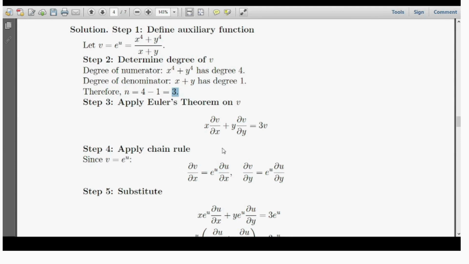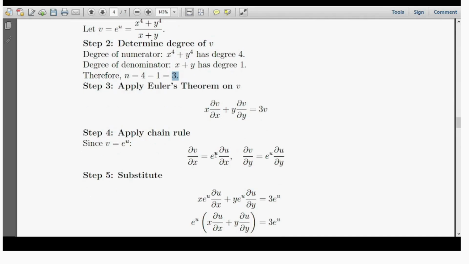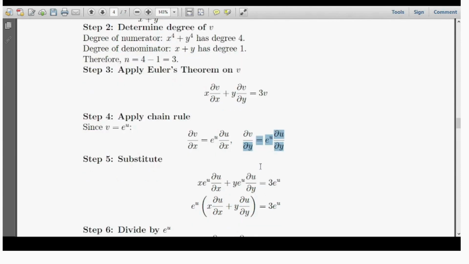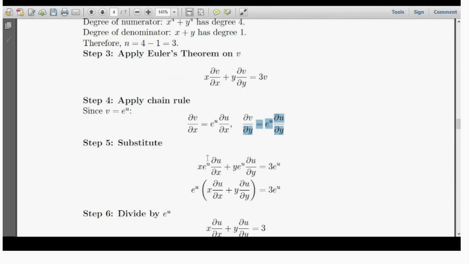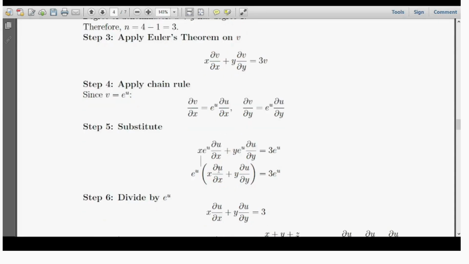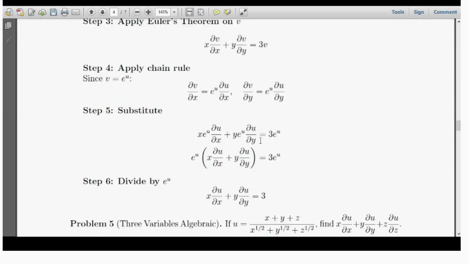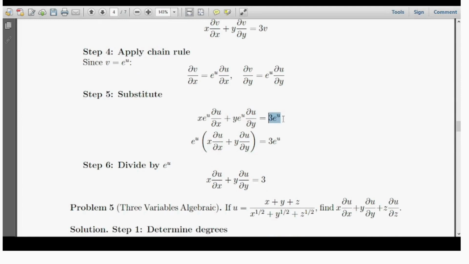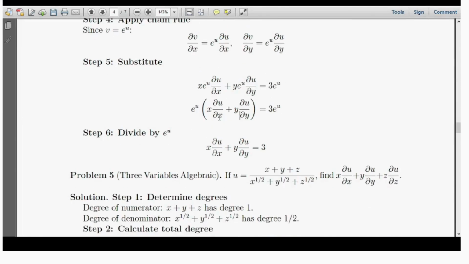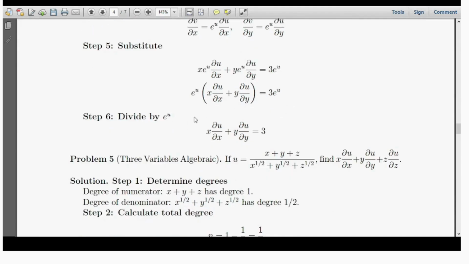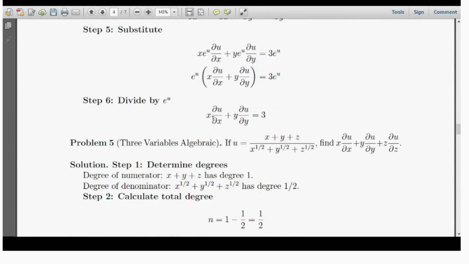Since v equal to e power u, therefore dou v by dou x equal to e power u into dou u by dou x, and dou v by dou y equal to e power u into dou u by dou y. Substitute this in first Euler's theorem: x e power u dou u by dou x plus y e power u dou u by dou y equal to 3 e power u. Taking e power u common, e power u into (x dou u by dou x plus y dou u by dou y) equal to 3 e power u. Dividing by e power u, we'll get x dou u by dou x plus y dou u by dou y equal to 3.